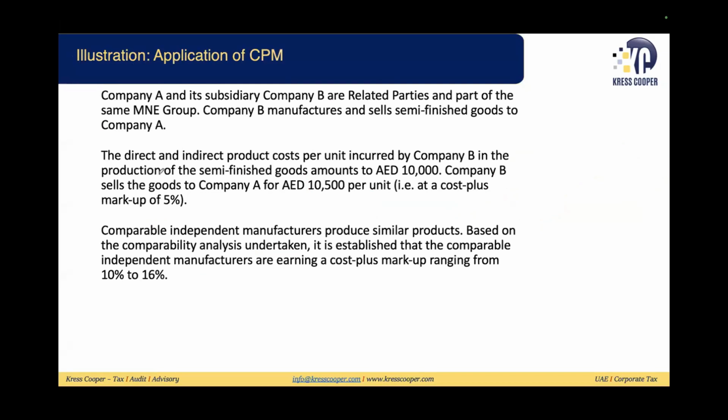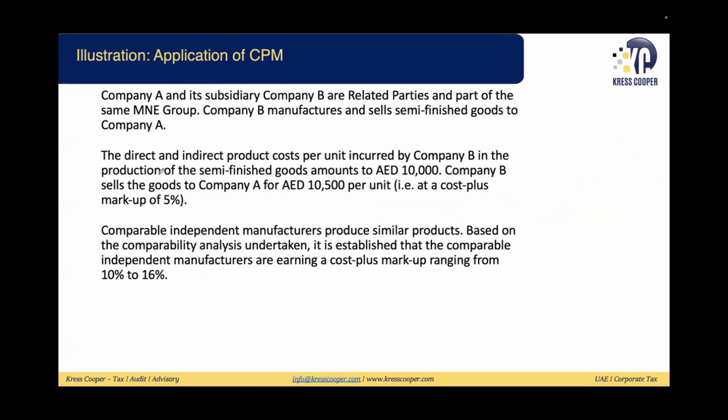Just look into this example. Company A and its subsidiary Company B are related parties and part of the same MNE group, multinational enterprise group. Company B manufactures and sells semi-finished goods to Company A. B is selling goods to A, and both are related parties, part of the MNE group.